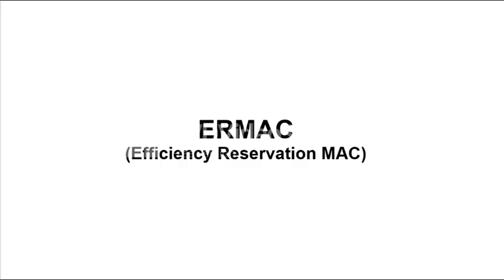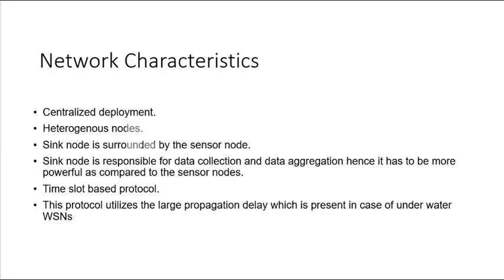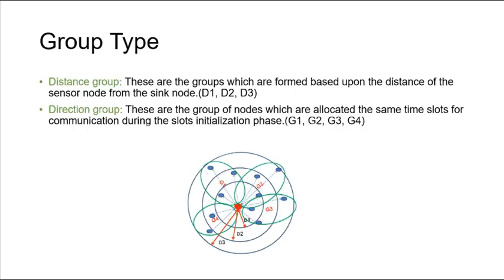ERMAC stands for Efficiency Reservation MAC. In the case of ERMAC, we have a centralized deployment in which the sync node is present at the center and is collecting information from all the surrounding sensor nodes. This sync node is responsible for data aggregation and communication towards the base station. Thus, we require heterogeneous nodes in this case. Now, let's look at the mechanism of ERMAC.